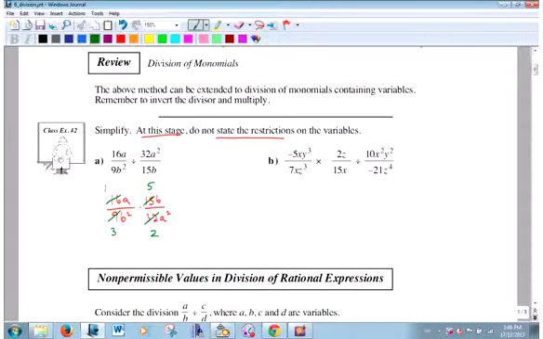Got an A on the top. I have 2 A's on the bottom. A goes into itself once. A goes into A squared A times. Okay? Or like I said, you got 1 A on the top, you have 2 A's on the bottom. Simplify that, you get 1 A in the bottom. The only other thing I can do probably here is the B's, right? I got a B on the top, I have 2 on the bottom, so now I have 1 on the bottom.